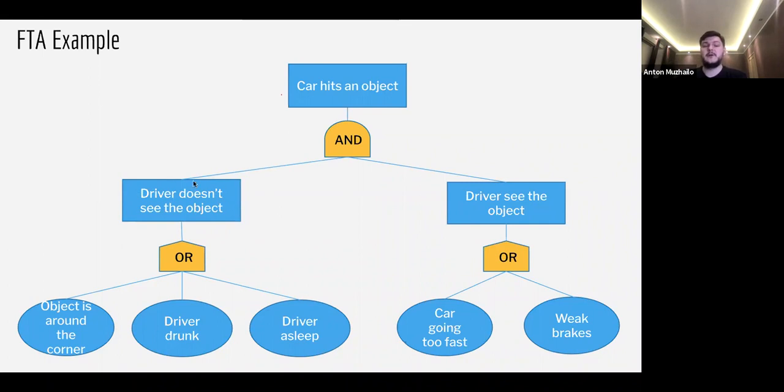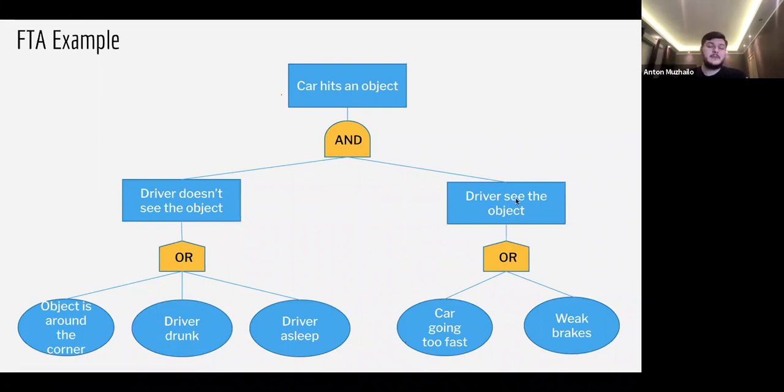So why can the driver not see the object? Because the object is around the corner, hiding somewhere. Driver might be drunk and driver might be asleep. So how to deal with all these root causes? If the object is around the corner, we probably need to create more parktronics, more cameras on the car, so the vehicle can track it. If the driver is drunk, we can create some device that verifies if the driver is sober, and only then allow him to turn the engine on. And maybe we can put in some eye tracking device that will track if the driver is falling asleep, and put in some signal with light to wake him up, right?